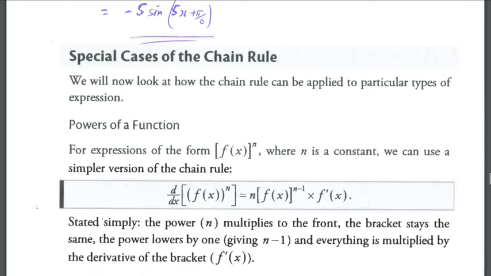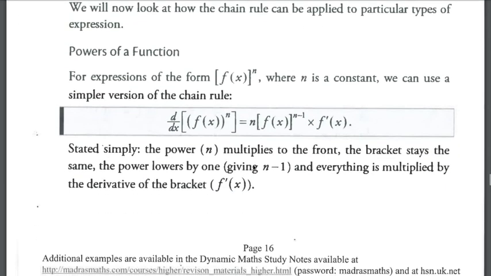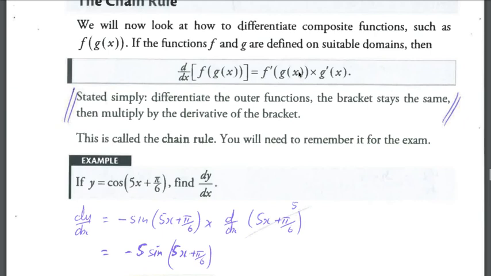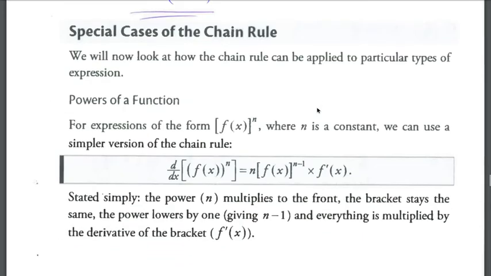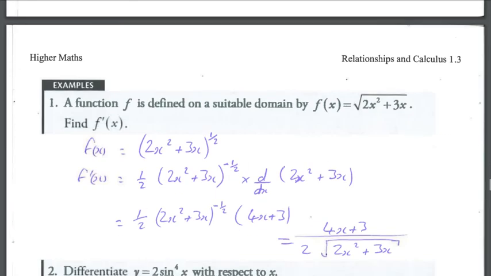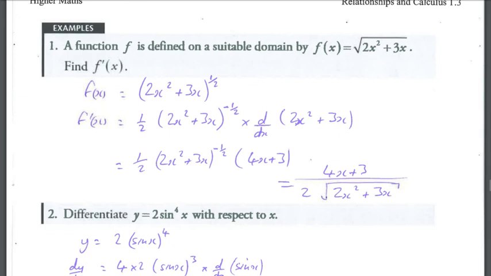Right, special cases of the chain rule. If we have f of x all to the power n, so for example 2x squared plus 9 to the power n, we can bring the power to the front, reduce the power by 1, and multiply by the derivative of the bracket. So that is just a special case of the chain rule up here. Okay, it's essentially the same thing, but for something in the form bracket to the power n. So let's have a look at an example or two using that.